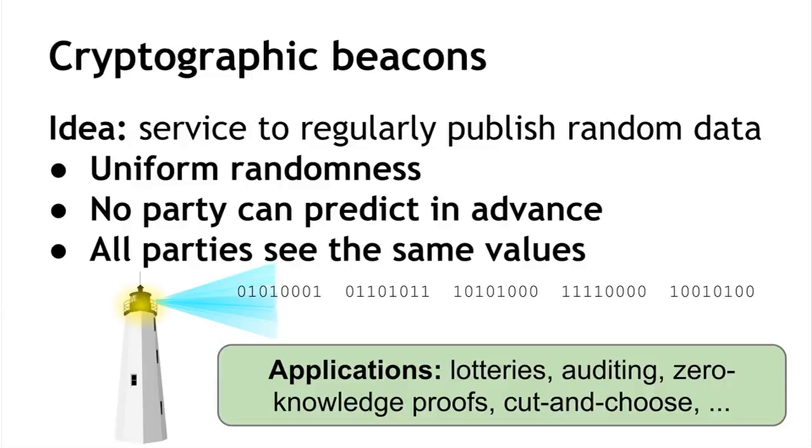There's a whole bunch of applications besides just lotteries. So various applications of auditing and voting systems, doing zero-knowledge proofs, cut-and-choose protocols. Throughout the security literature, there are a lot of examples of things that can be done much more simply and efficiently if you had a perfect cryptographic beacon that satisfied all of these nice properties. So unfortunately, we haven't found a perfect solution for this yet.